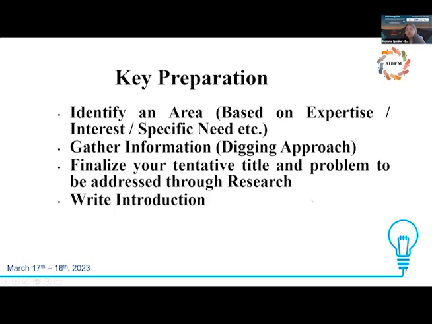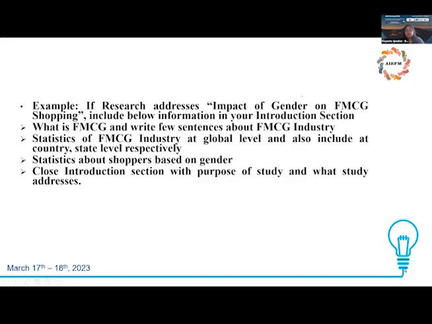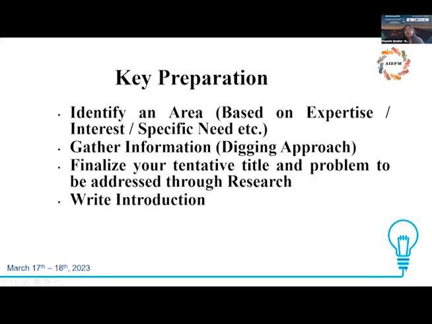This topic, or the problem statement, or maybe the area of your research, can come from various sources. It can be based on your expertise, or on your interest, or maybe the specific need of the conference or the journal you are submitting the paper to, and what the theme of these is.